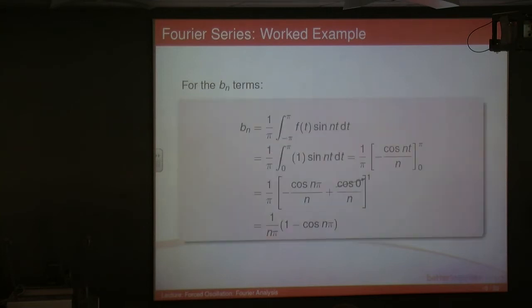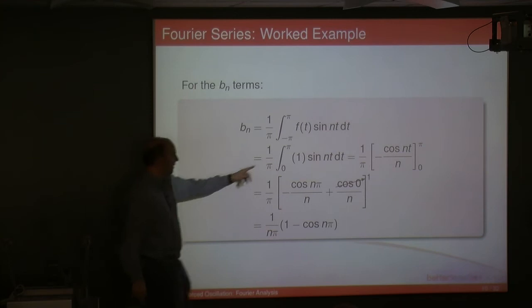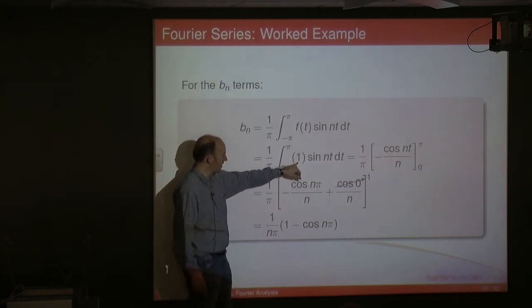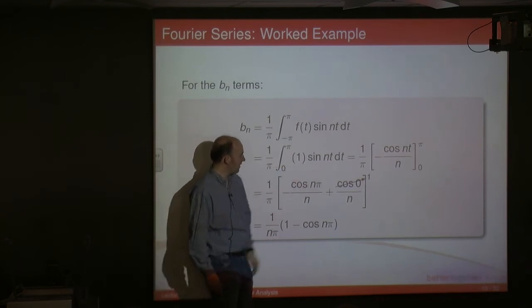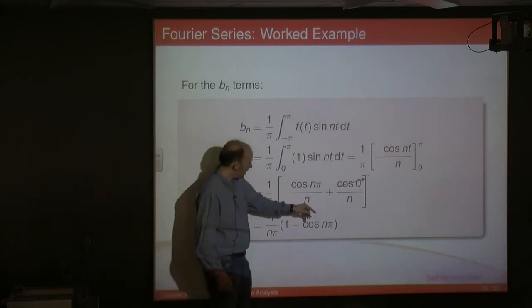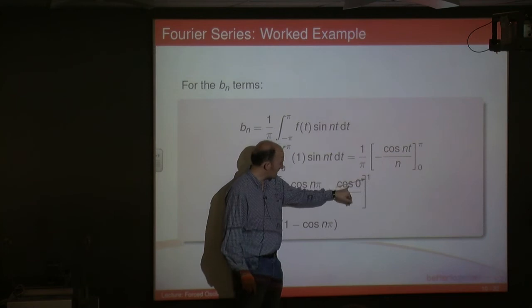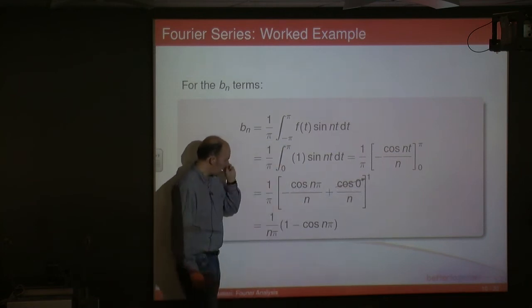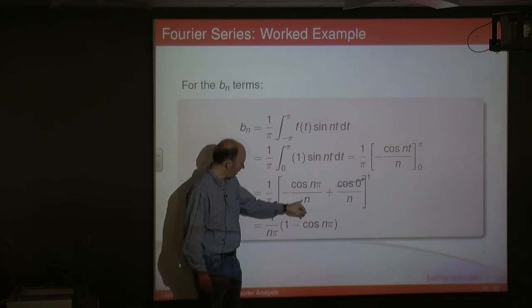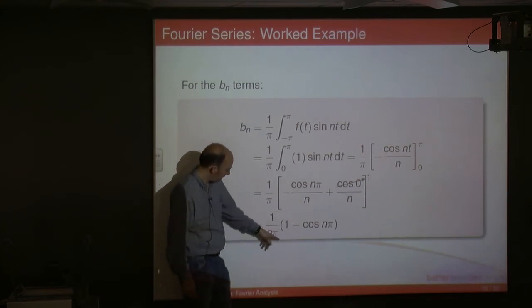Now for the bn terms, similar equation, except this time we've got sine in here. So you integrate between 0 and pi, 1, which is the value between 0 and pi, sine of nt dt. The integral of sine is minus cosine nt upon n between 0 and pi. Cosine of 0 we know is 1, so obviously this has got a value of 1 upon n. And we've got cosine n pi upon n here, and so you end up with this equation.